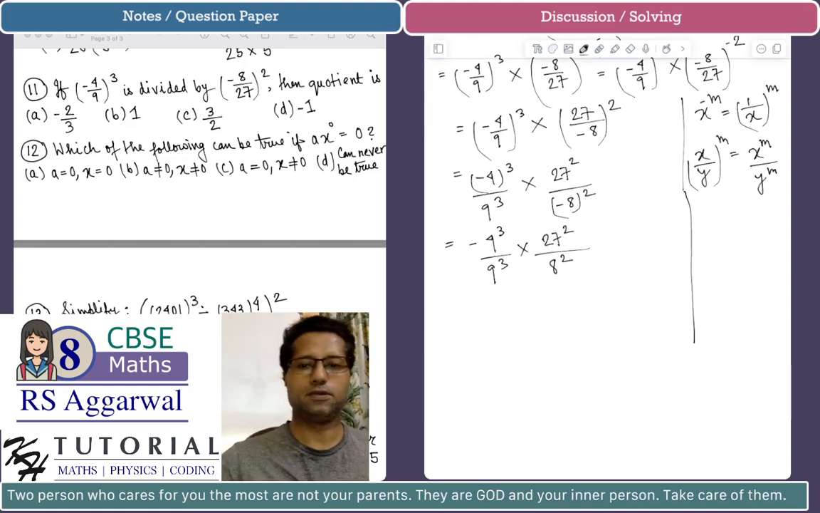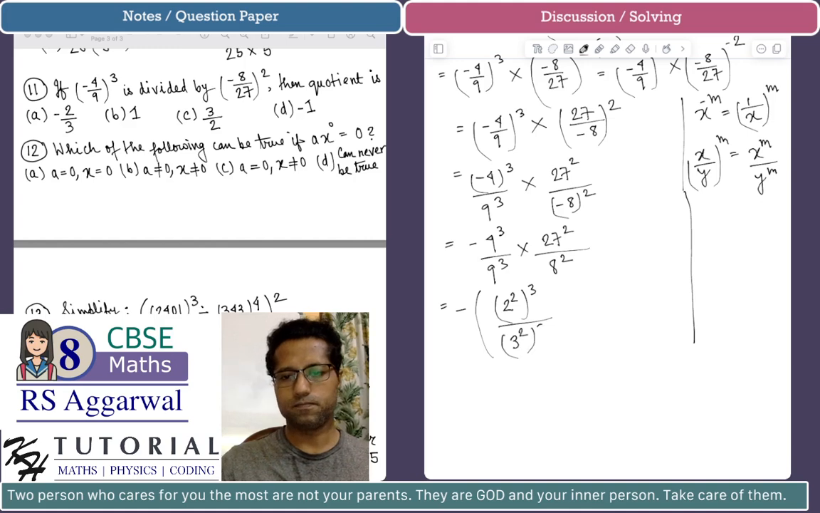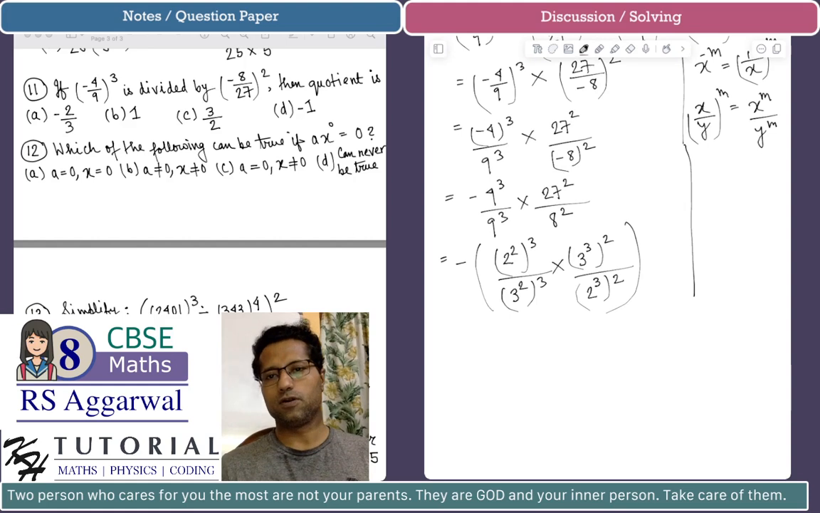Now this number will be a negative rational number. As we can see, there is a negative sign, that is minus 4 cube. So let's put the negative sign at the very beginning, and we have 4 cube. Now 4 cube I can write as 2 square whole cube. 9 cube, the base 9 I will write as 3 square and cube, multiplied by 27 square. 27 I will write as 3 cube whole raised to the power square. Similarly 8 square I will write as 2 cube whole raised to the power square. The idea is to convert all the exponential terms so that we have similar bases.